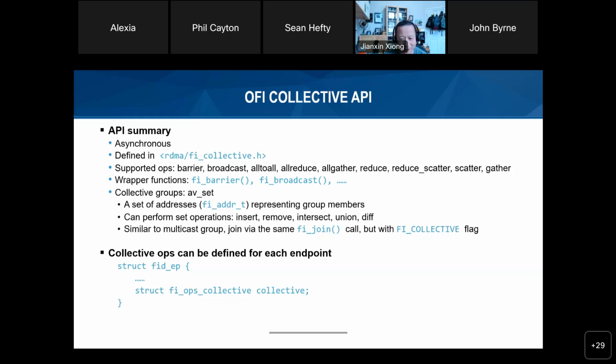There's a function called fi_join_collective, but that is also just a wrapper around fi_join, which is the function for the multicast group. So the collective group is just a special case of the multicast group. Underneath, it uses the same operation to define the group, but with a special flag we call FI_COLLECTIVE. And the OFI collectives can be defined for each endpoint individually, represented as a structure inside the fid endpoint.